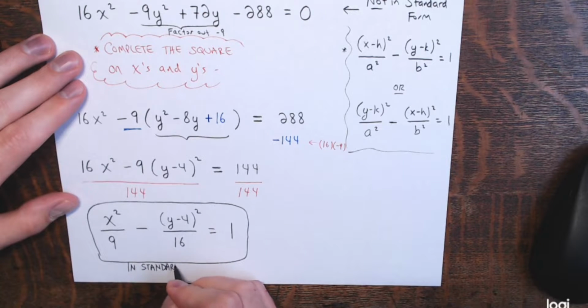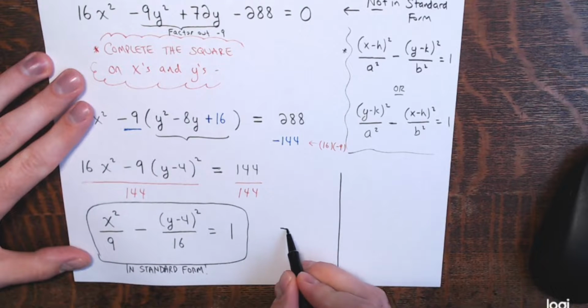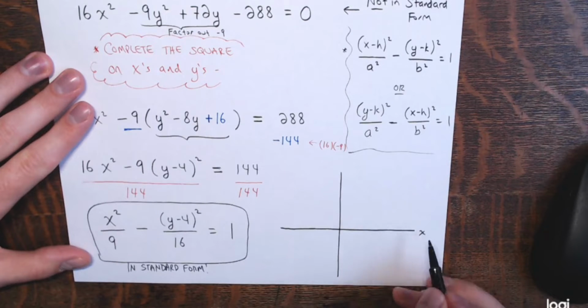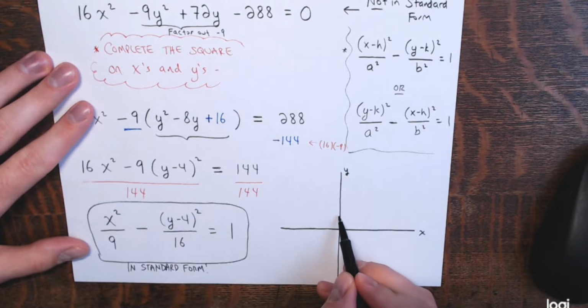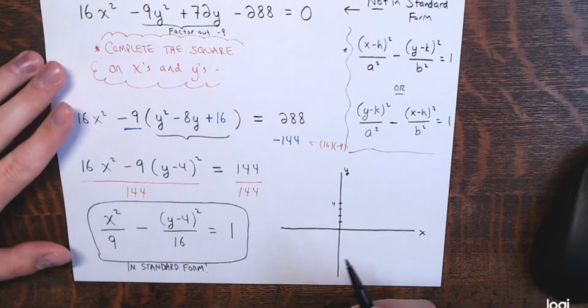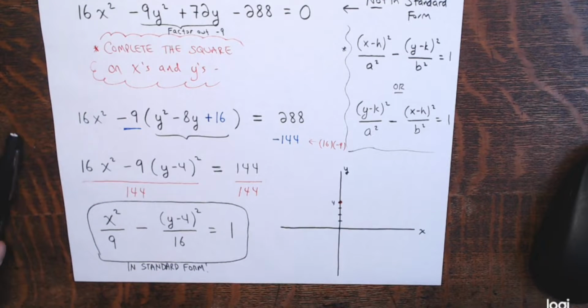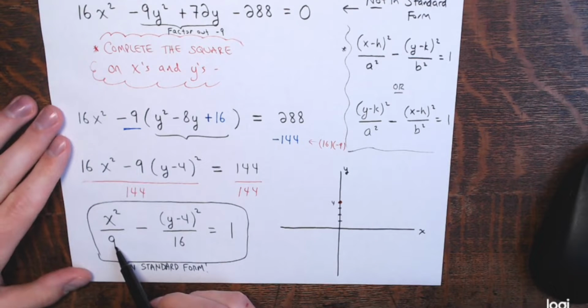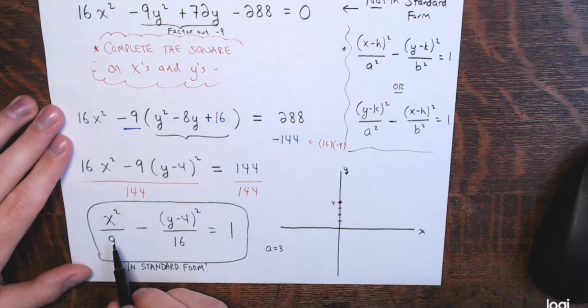And it should be easy to graph. Again, I'm assuming you went through sections 12.2 part 1 and part 2. The center would be 0 for x, 4 for y. Right? The center is at 0, 4. The value of a squared is 9, so a is 3. Right? And since x squared is the lead term, right, it's x squared minus y squared, we're going to go 3 units to the right and left. The transverse axis is horizontal.